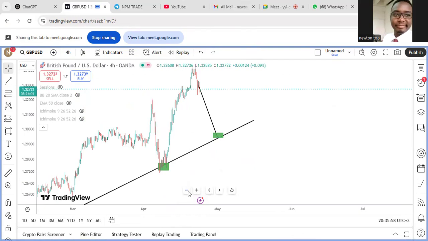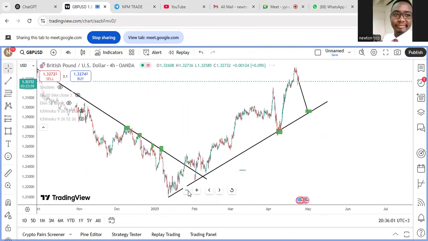This one is my analysis for GBPUSD, for swing trade. Because guys, I told you that for me, I trade day trade, and also I do swing trade on my other account. On a swing trade, we have two options. Let's say you want to do a swing trade.